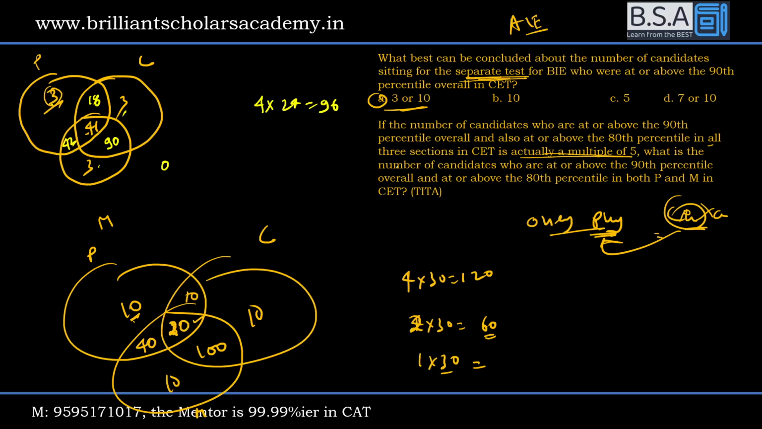What is the number of candidates who are at or above 90th percentile overall and at or above 80th percentile in both P and M? पी और एम दोनों में होना चाहिए 90th परसेंटाइल, तो ये हो गया 90th परसेंटाइल में दोनों। ओनली नहीं कहा है ना, above 80th percentile in both P and M, पी और एम दोनों मिलाकर कितने हो गए 60। Please notice this part, please observe this part.